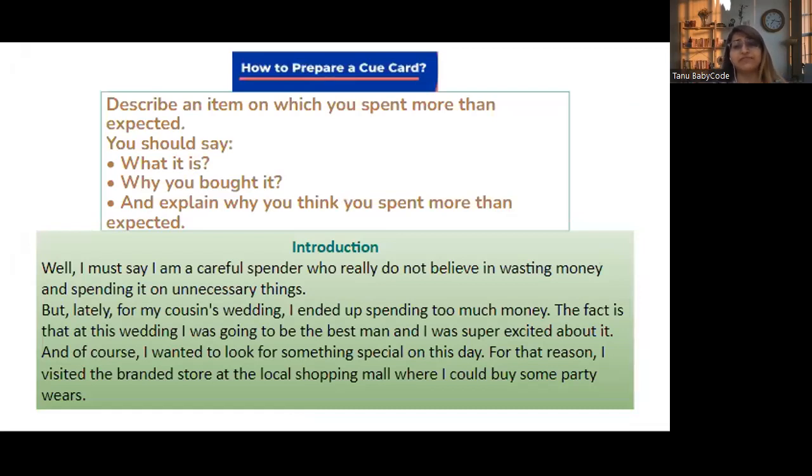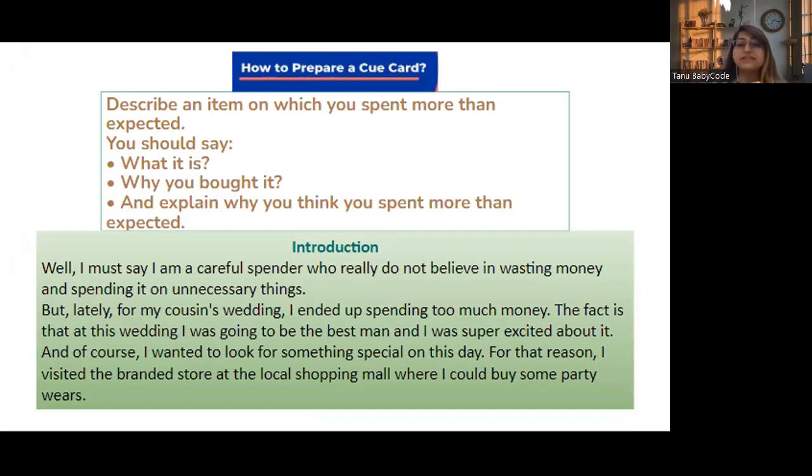Now, how to prepare for a cue card topic? We have already seen one example. Another example is here, how you can frame your answer. So the cue card is: describe an item on which you spent more than expected. You should say what it is, why you bought it, and explain why you think you spent more than expected.